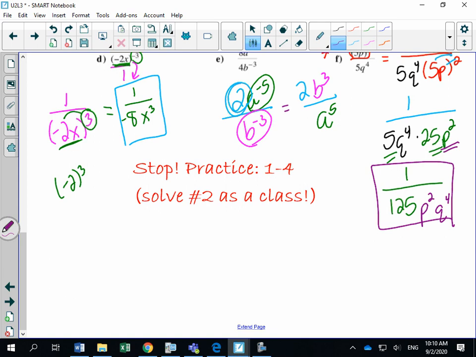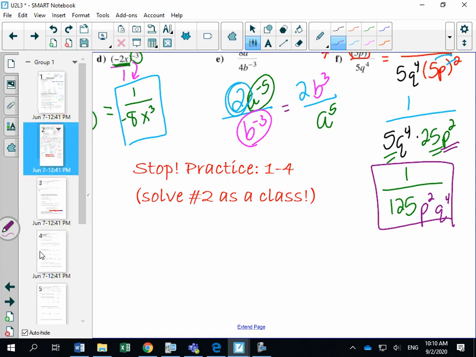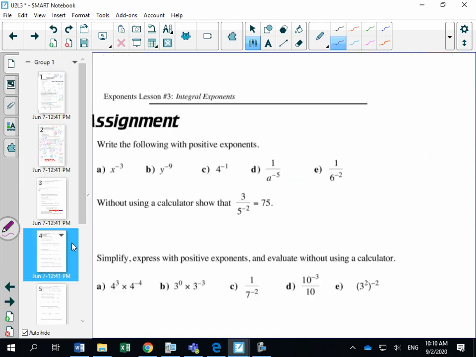For your homework for this first part of lesson 3, I want you to do questions 1 to 4. And I have a note for myself, look at number 2 as a class. So we'll do number 2 together.